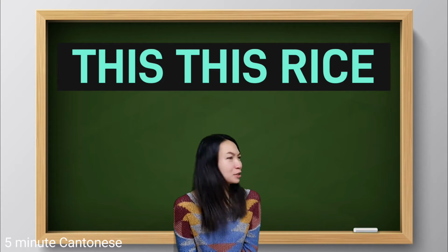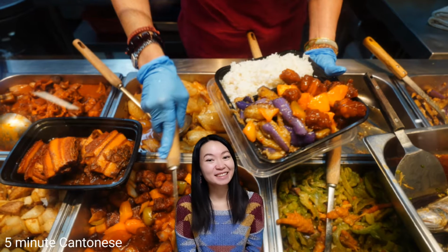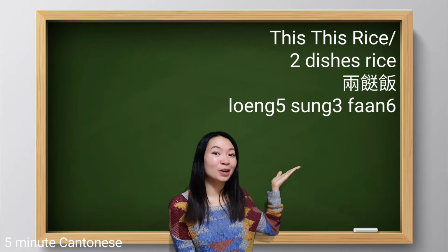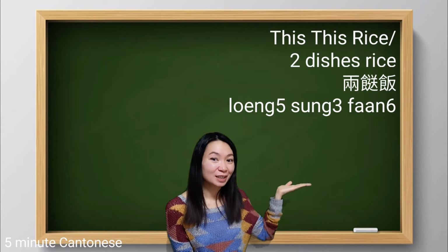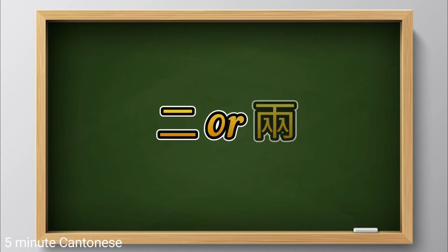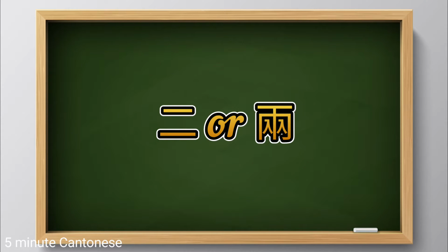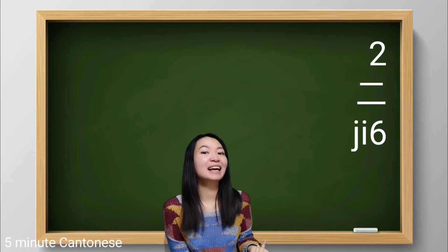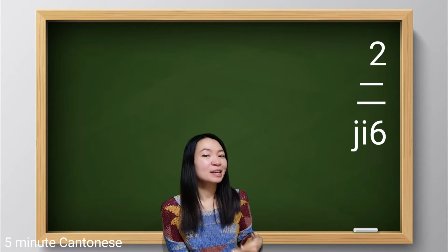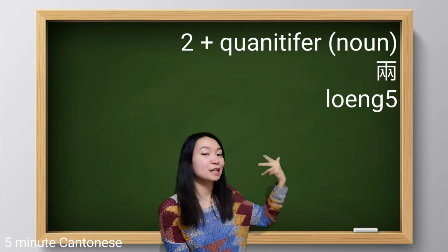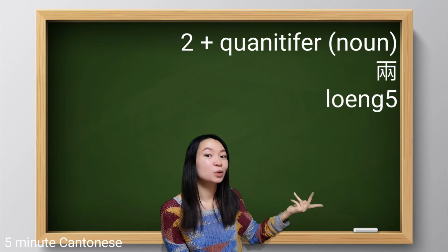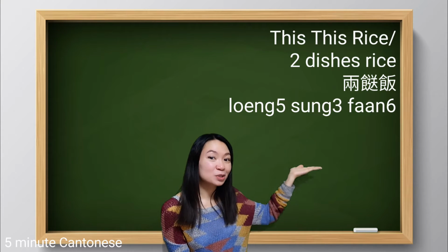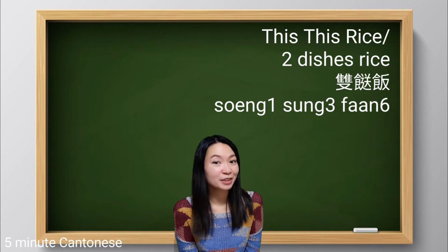First of all, what is this rice? Actually, this rice means two dishes rice. 兩餸飯，兩餸飯。Pay attention: when we say two alone as a number, it is 二. However, if we need to put two in front of a quantifier or a noun, we need to change it to 兩餸飯. Sometimes you might hear the other name.